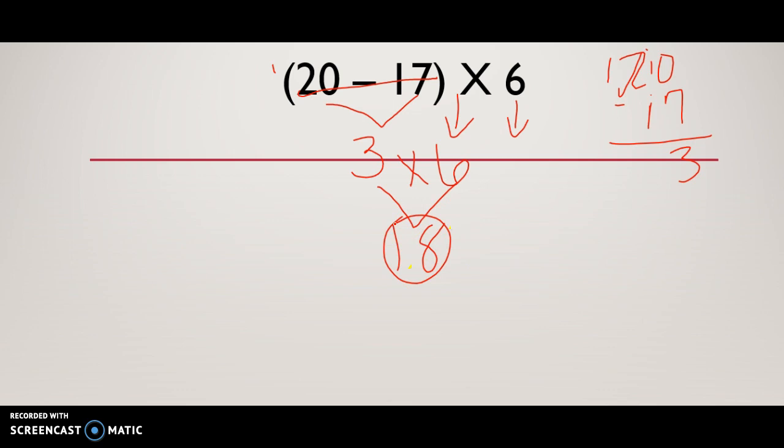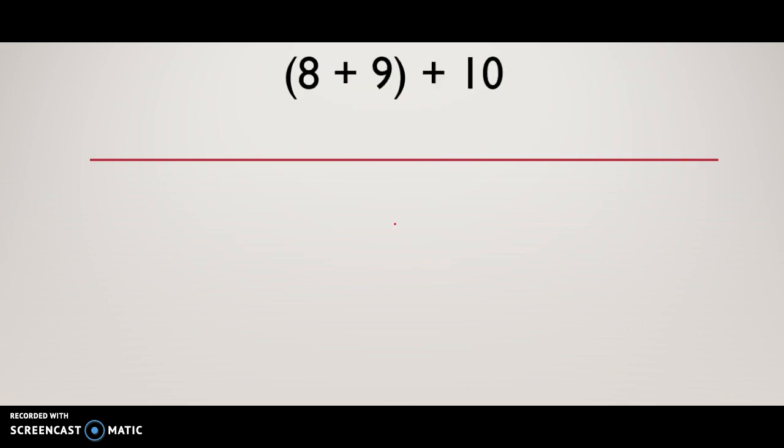Let's try another one. Open parentheses, 8 plus 9, close parentheses, plus 10. Please excuse my dear Aunt Sally. First thing I'm looking for: parentheses, brackets, or braces. So I have parentheses here, so that means I'm going inside first. So 8 plus 9, you have 17. Okay, cross out what you did and bring down everything you did not touch. So what's left is 17 plus 10, which is 27.